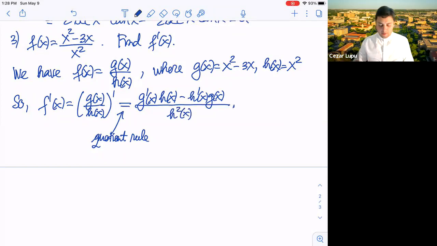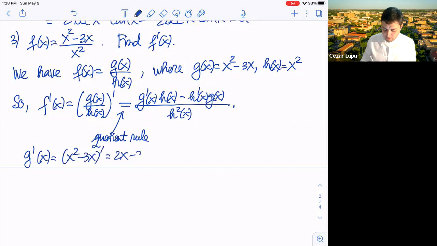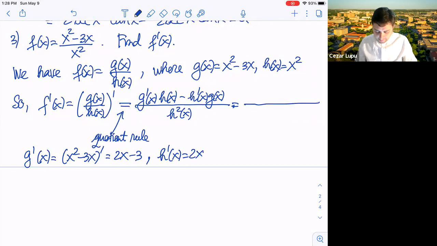And you can do this. In fact, let me just write the derivative. So g prime of x will be x squared minus 3x prime, which will be 2x minus 3. And h prime of x is 2x. All right, and you can play around here. No problem, we can write it. In fact, let's write it. This would be h squared, which is x squared squared. And here we will have g prime of x, which is 2x minus 3, times h of x, which is x squared, minus h prime of x, which is 2x, times g of x, which is x squared minus 3x. Great.